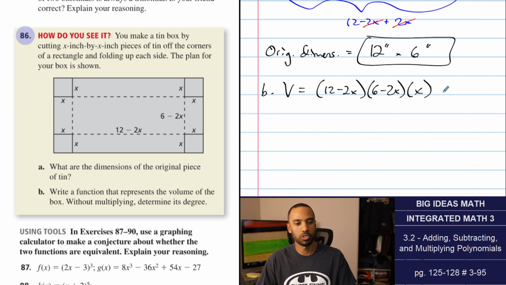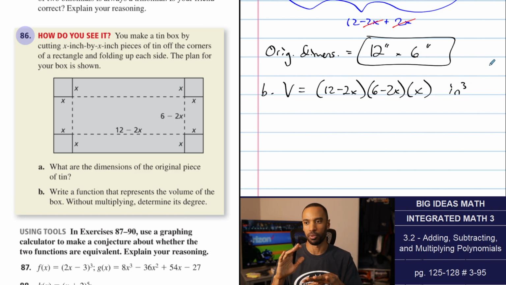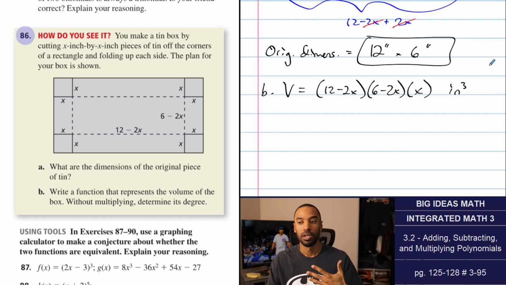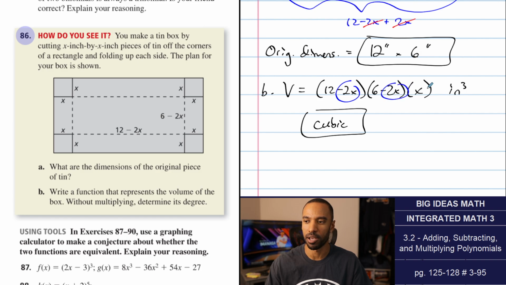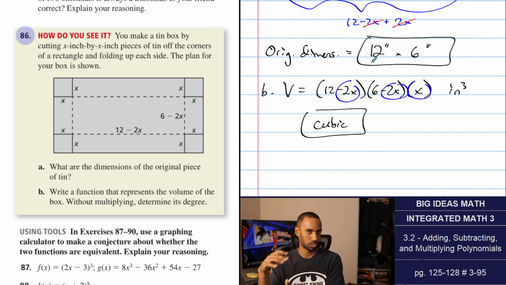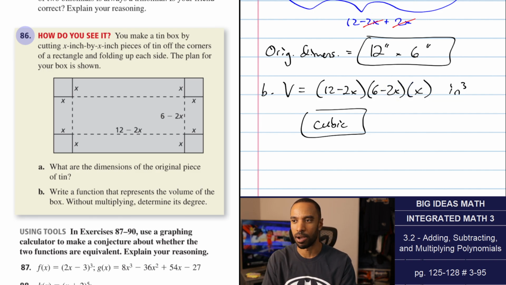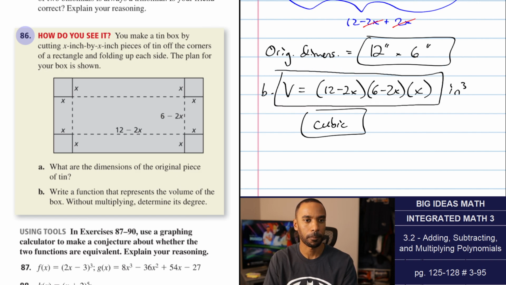It says without multiplying determine its degree. So this is it, by the way, in cubic inches. They said don't multiply. This isn't a hard one to multiply, but this would be an x cubed. It would be a cubic, because eventually at some point, this multiplies with this, multiplies with this. X times negative 2x times negative 2x is positive 4x cubed. That'll be the leading term. Anyway, that's as much as we're supposed to do there. Apparently, it says without multiplying. So that's how we see it.